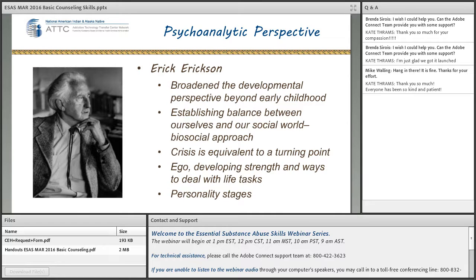And then we're going to talk a little bit about Erik Erikson. His theory broadened the developmental perspective beyond early childhood, establishing a balance between ourselves and our social world. Crisis often creates a turning point, and the ego develops strengths and ways to deal with life tasks. And then we also have personality stages.